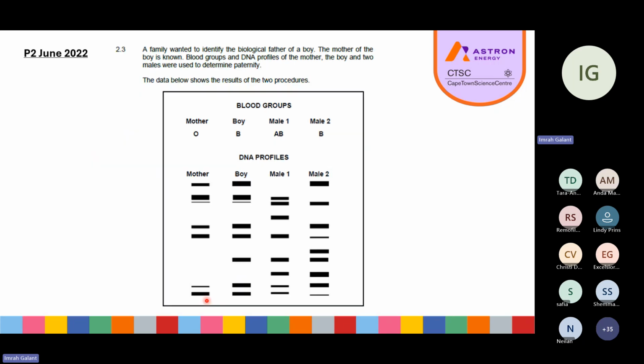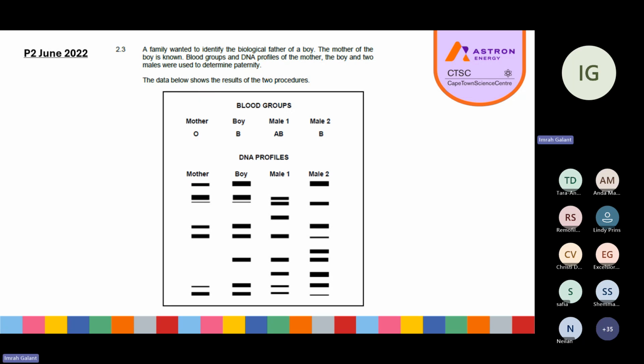Let's move on to the next part, and that has to do with DNA profiling. Okay, so let's see what it says. A family wanted to identify the biological father of a boy. The mother of the boy is known. Blood groups and DNA profiles of the mother, the boy, and the two males were used to determine paternity. The data below shows the results of the two procedures.